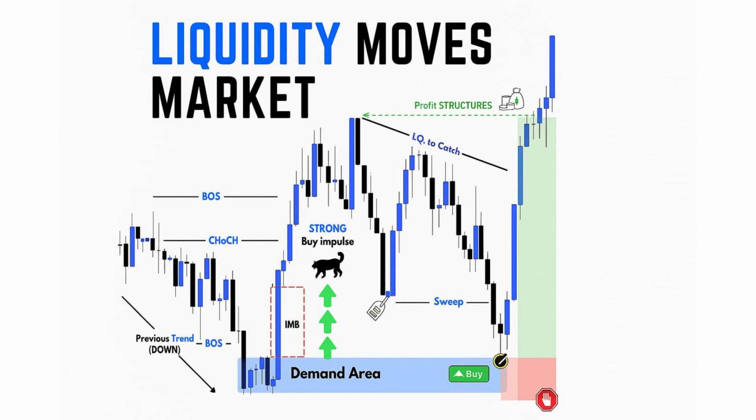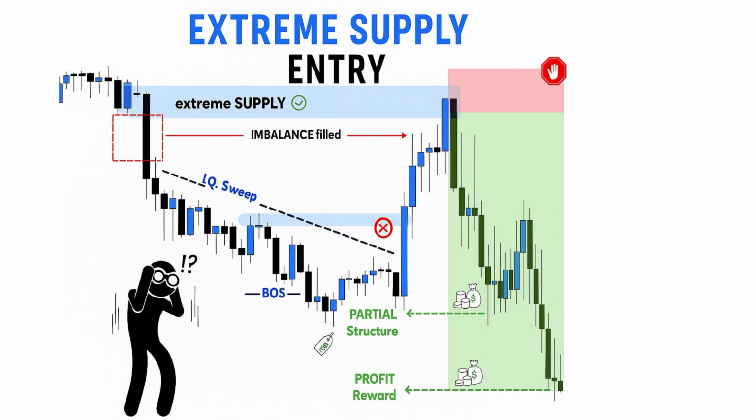This sweep creates a springboard. We then get our confirmation, a break of structure, BOS, to the upside, a change of character, CHoCH, and a strong buying impulse. This shift in momentum turns the old liquidity sweeps and imbalances into our profit structures, the levels we target to take gains as the new trend unfolds. So remember, you don't just buy a demand zone. You buy the confirmed move after the liquidity below it has been hunted, signaling that the path of least resistance is now up.